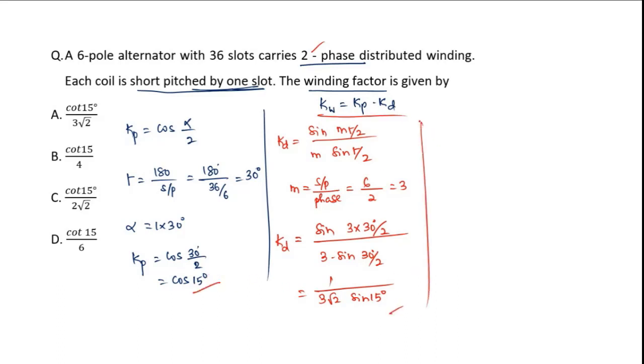Now take up the winding factor. The winding factor is equal to cos 15 into 1 by 3 root 2 into sine 15. So you'll get it as 1 by 3 root 2 into cot 15. So cot 15 by 3 root 2. This could be the answer.